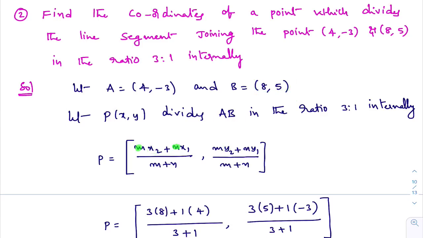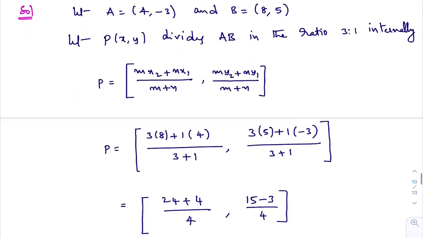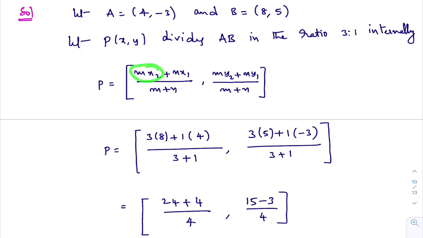m:n is there. m is 3, n is 1. This is the ratio they given. m:n is given as 3:1. So in this formula, in place of m, I'll write 3. In place of n, I'll write 1. Now start substituting these values. m x2. What is m? 3. What is x2? 8. Plus n x1. What is n? n is 1. What is x1? x1 is 4. Sorry, x1 is 4, so n x1 is 1 into 4. That is what I have written here. Divided by m plus n. m plus n means 3 plus 1.